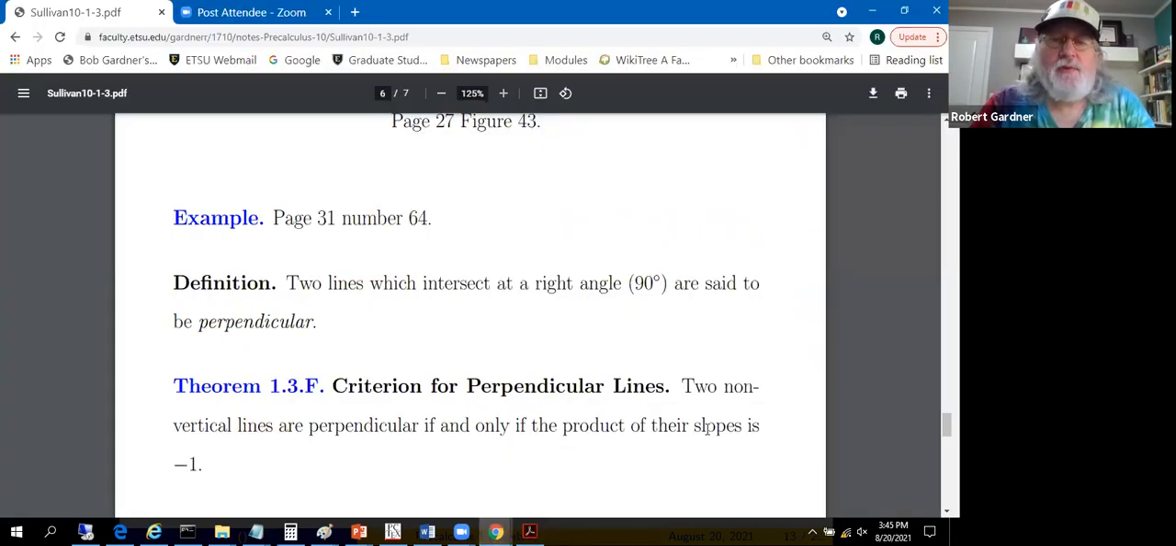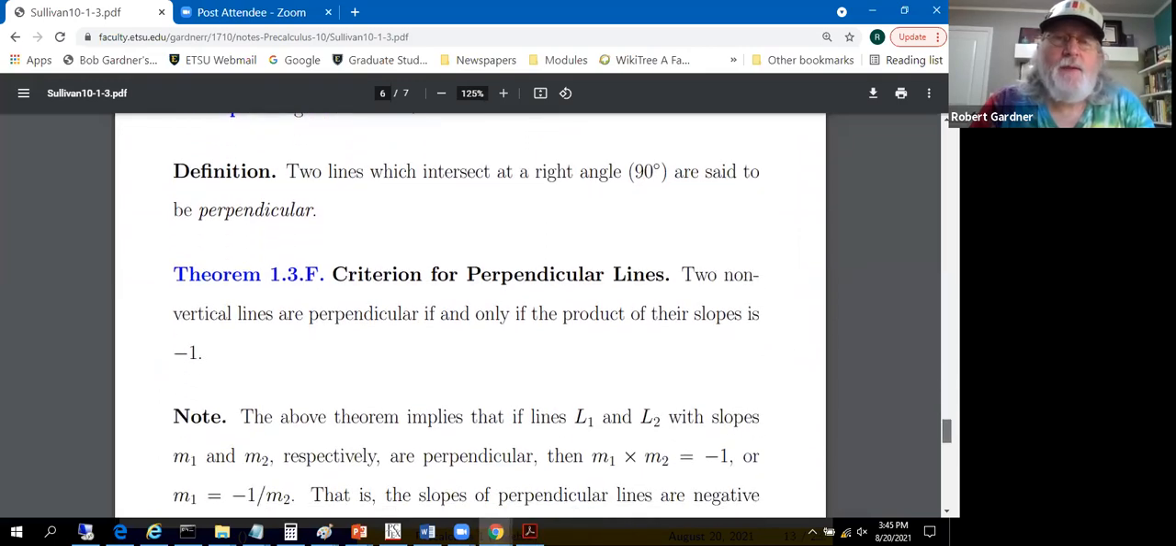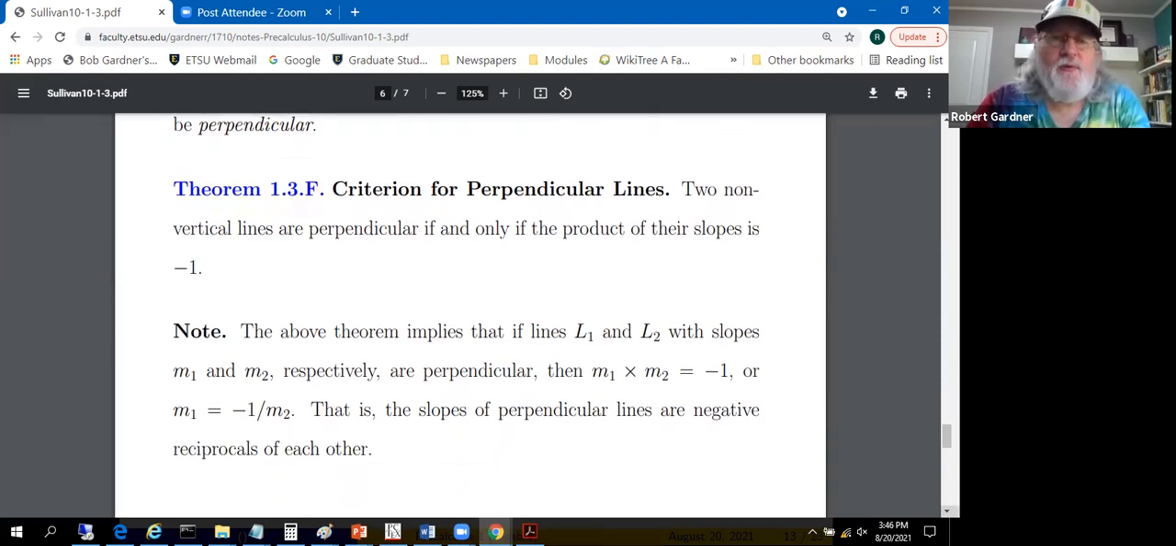Back to the notes for one last idea, an idea of perpendicular lines. Two lines which intersect at a right angle, that is 90 degrees, are said to be perpendicular. Theorem 1.3.f, the criterion for perpendicular lines, states two non-vertical lines are perpendicular if and only if the product of their slopes is -1. We'll go through a proof of that. It uses the Pythagorean theorem.